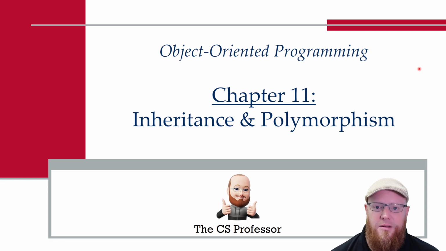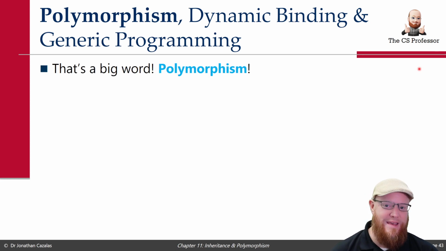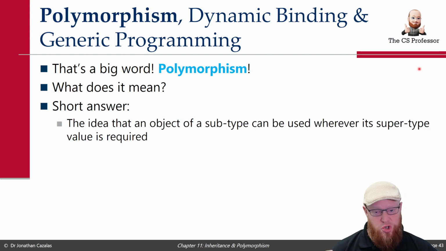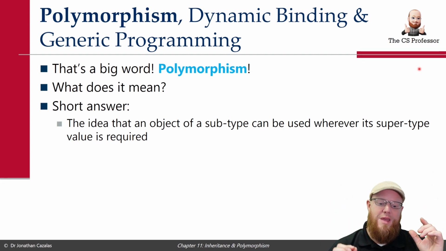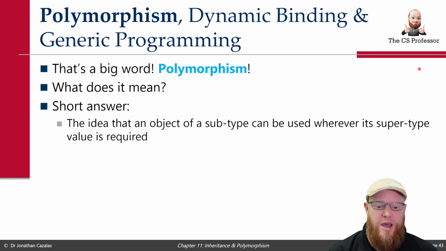Chapter 11, Inheritance and Polymorphism, back at it, and now the focus is on that second word, polymorphism. What really is this? Big concept for object-oriented programming. What does it mean? The short answer is the idea that any time we have an object of a supertype, we can send to that object a reference of the subtype. The idea that an object of a subtype can be used or can be sent to anywhere where you have an object of a supertype.